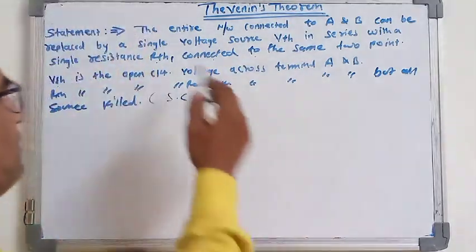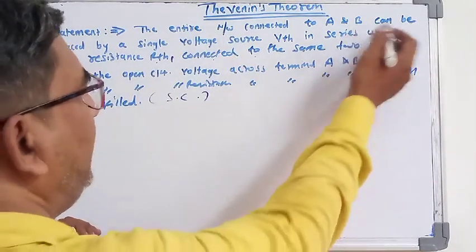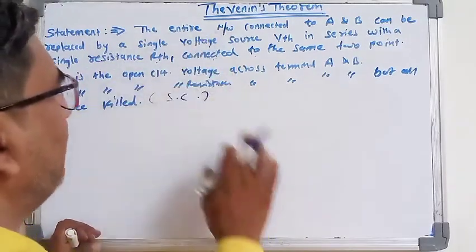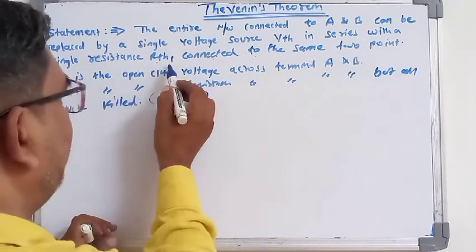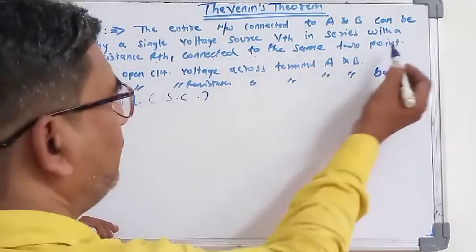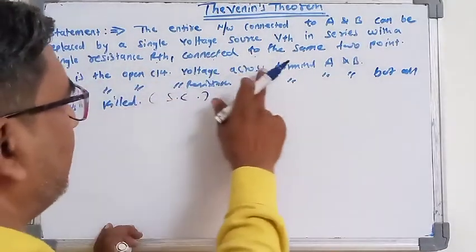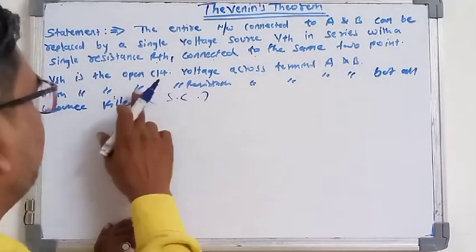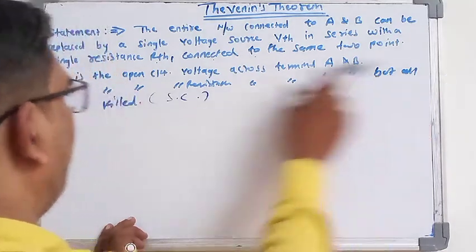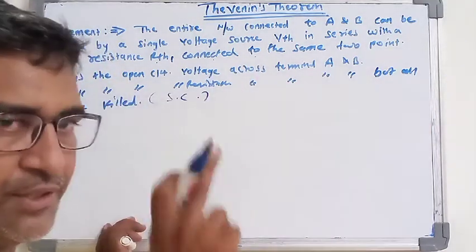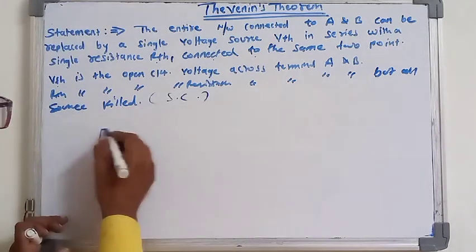The statement for Thevenin's theorem: the entire network connected to the terminals A and B can be replaced by a single voltage source VTH in series with a single resistance RTH connected across the same two points. VTH is the open circuit voltage across the terminals A and B. RTH is the resistance across the terminals A and B when all the sources are short circuited.